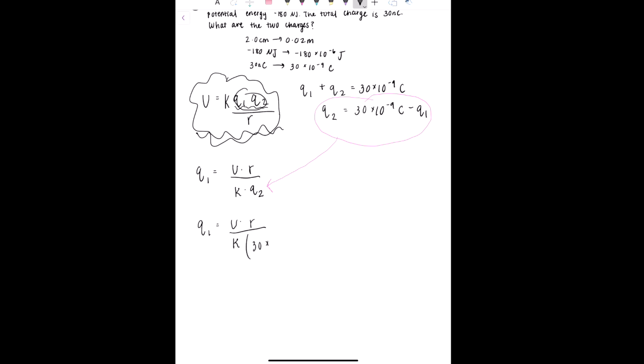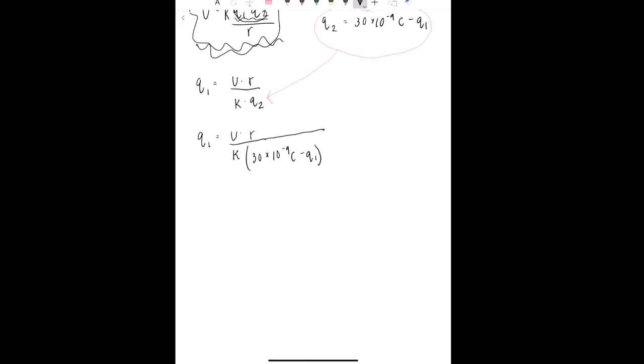So now we have everything in terms of Q1, and I'm going to do some algebra to get everything on the left side of the equation. I'm going to multiply the denominator by Q1 and then also move the U times R to the left side of the equation as well. And after doing some algebra, we should get the following, equal 0.